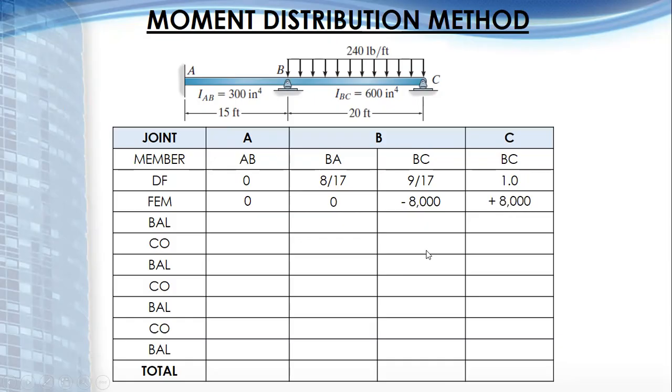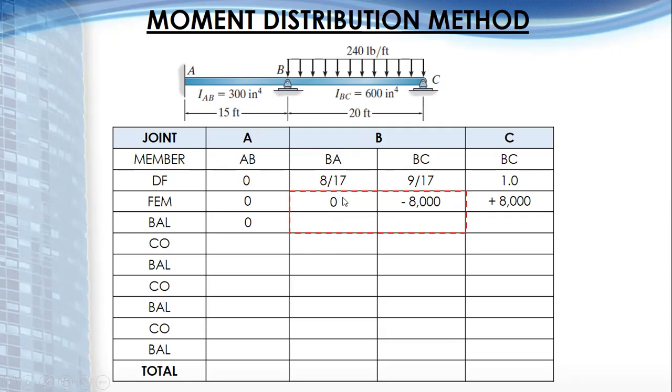Okay. So next is balancing moment. Whatever the unbalanced moment is, you balance it by the same magnitude but opposite in sign so that it becomes zero, especially at an interior joint. And for an end support, it depends on the distribution factor. Okay. For AB, the fixed end moment is 0, so therefore its balancing moment is 0. While for joint B, an interior joint, after you balance it, the total must be 0.